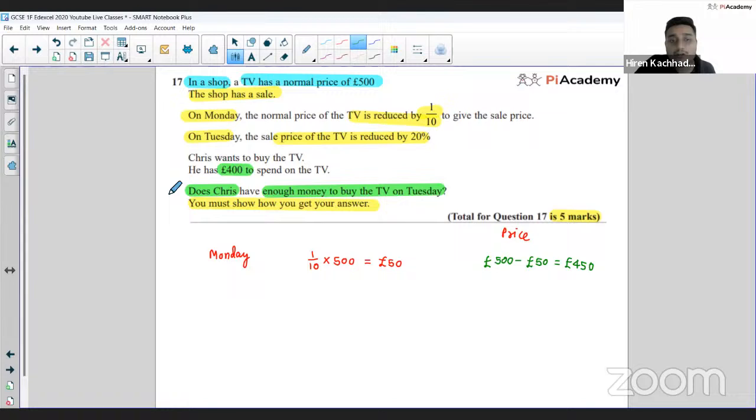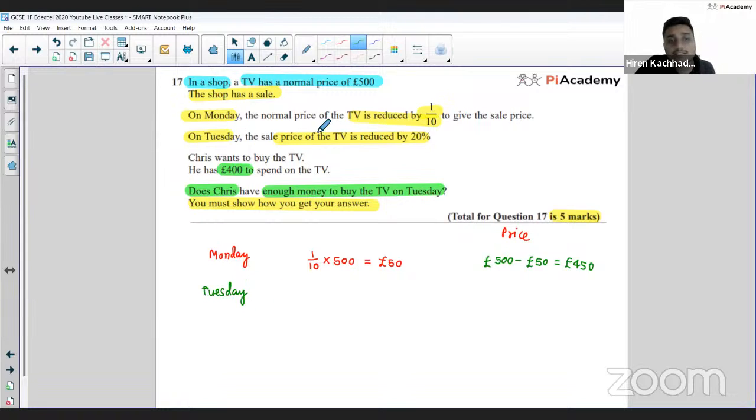So the question is all about Tuesday. If someone asks about Monday, then the answer is no, because he has 400 pounds and on Monday the price is 450. So for Monday it's no. So let's check for Tuesday.